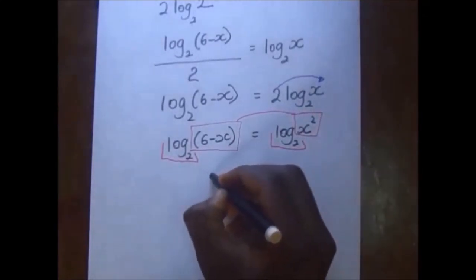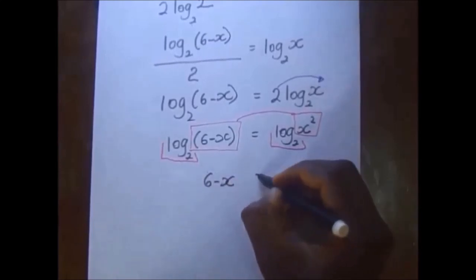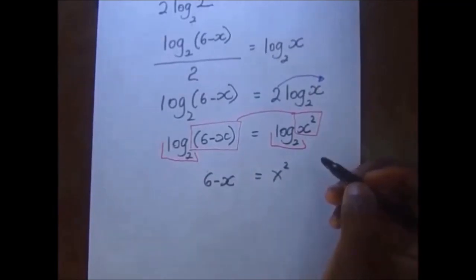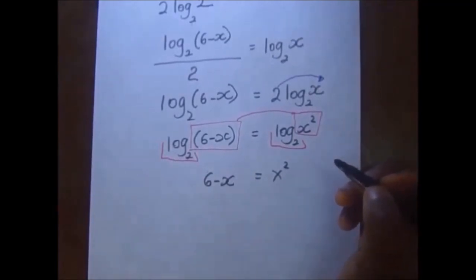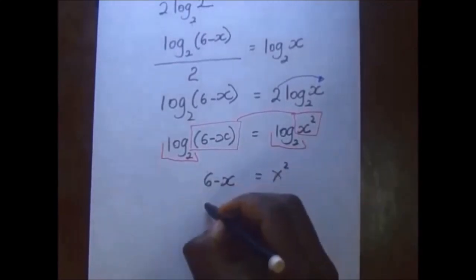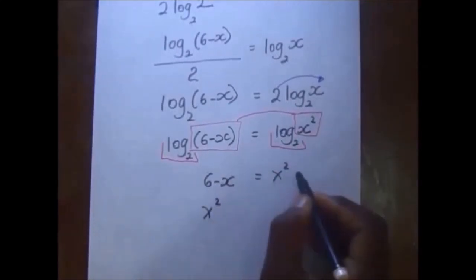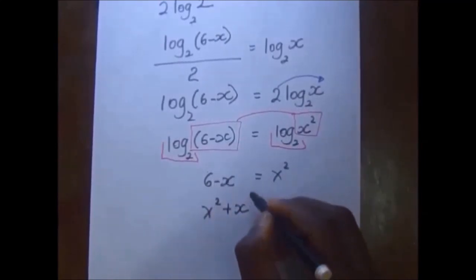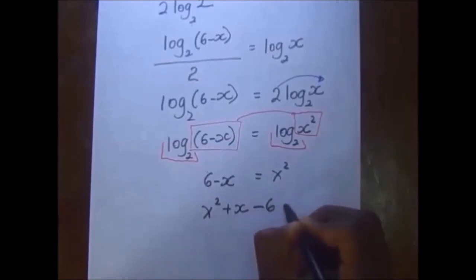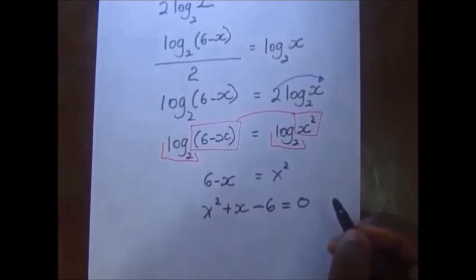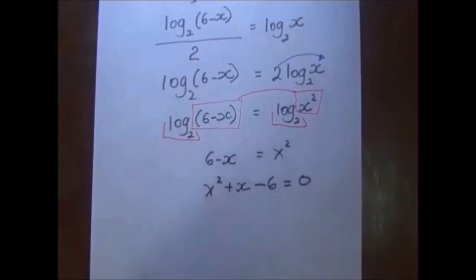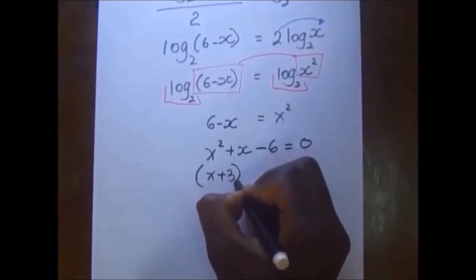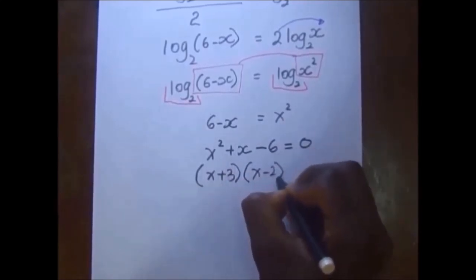So it's going to become 6 minus x is going to be equal to x squared. So now we regroup that equation and we form a quadratic equation. This is going to become x squared. When this x goes that side, it becomes plus x. When this 6 crosses to go that side, it becomes minus 6, is equal to 0. So we form the quadratic equation. We find the sum and product of the roots. We end up with x plus 3 into x minus 2.